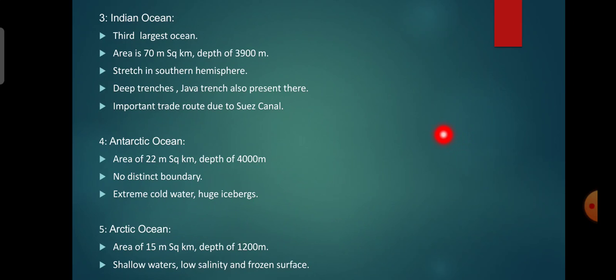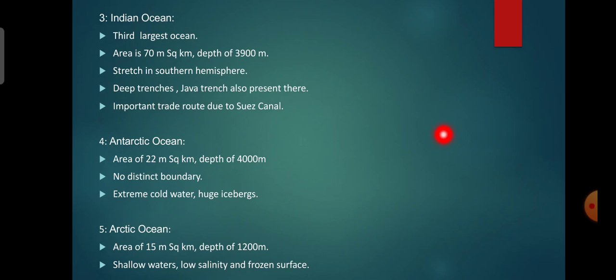Okay, on third number we have the Indian Ocean. It is the third largest ocean of the world. Its area is 70 million square kilometers and it has the same depth as the Atlantic Ocean, 3900 meters. If we talk about its stretch, it has its maximum stretch in the southern hemisphere, and it also has deep trenches, in which the Java Trench is also present, and its depth is 7400 meters.